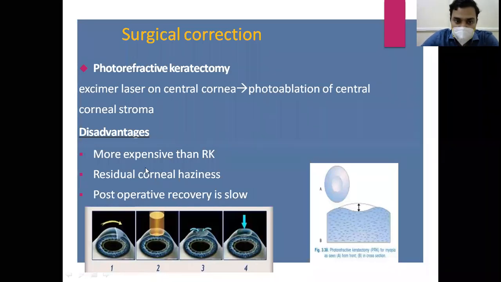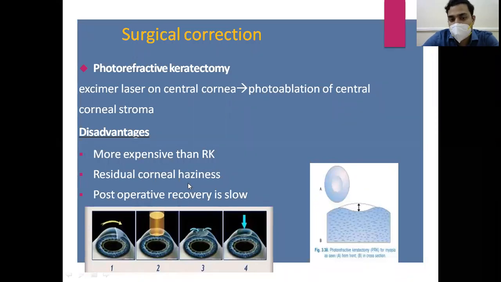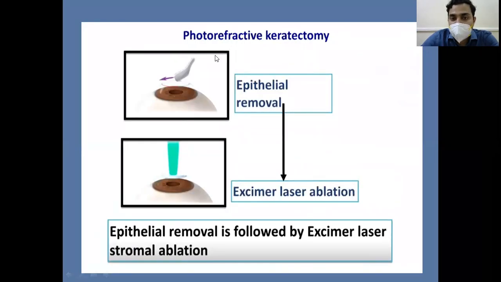Here, the disadvantage is that it is more expensive than radial keratotomy. Residual corneal haziness is present because we remove the epithelium, and the post-operative recovery is also very slow. So this is the procedure of photorefractive keratectomy. First, we remove the epithelium, then we expose the remaining part of the cornea to the excimer laser.